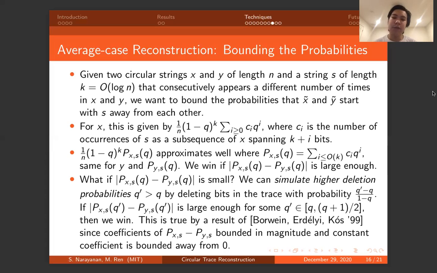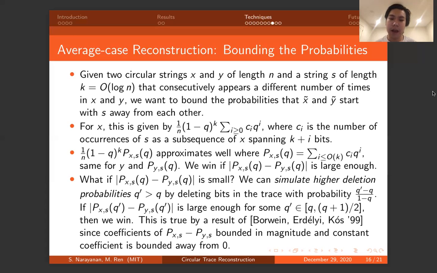And so this is true by a result of Borwein et al. And we can apply this result because, first of all, the coefficients of P of xs minus P of ys are bounded in magnitude. This is because C sub i is at most k plus i choose k, because there's at most that many possible subsequences, times n. And so those coefficients are small enough because we restrict to i being O of k.